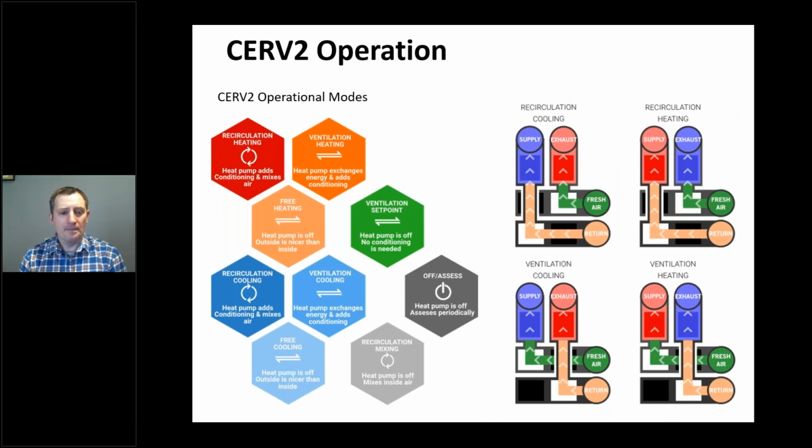Operationally then, this graphic is kind of showing you all the different modes of operation that are possible. And then on the right side are the configurations, both in recirculation as well as ventilation, in heating or cooling. As I mentioned, the CERV uses a small heat pump to do the energy recovery. This allows us to actively add heat or cool and dehumidify fresh air before supplying it into the house, hopefully in a conditioned state as much as it can.